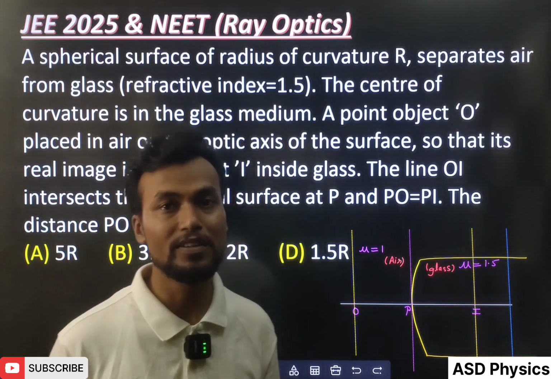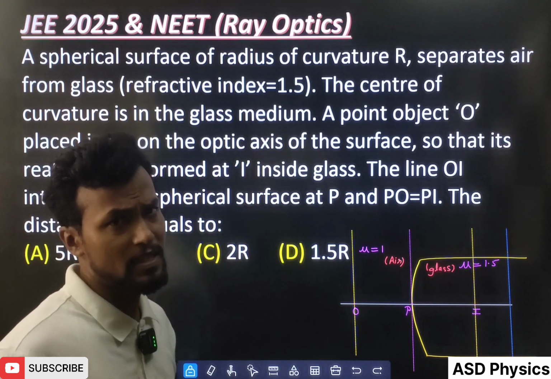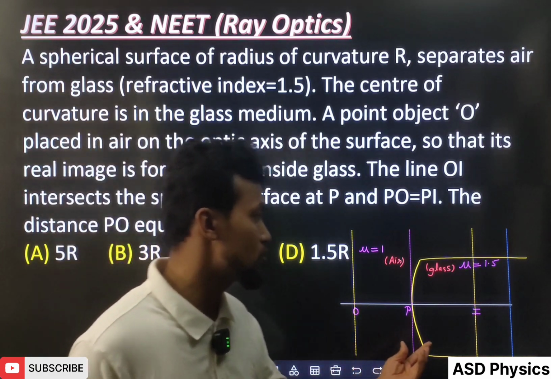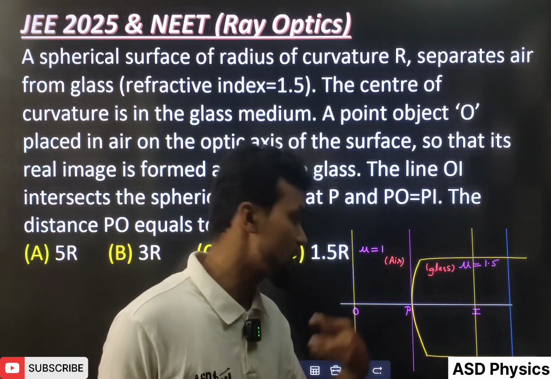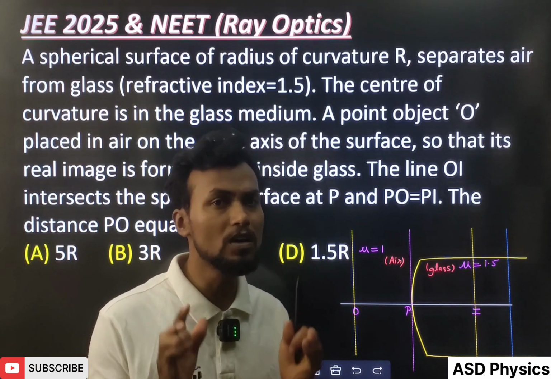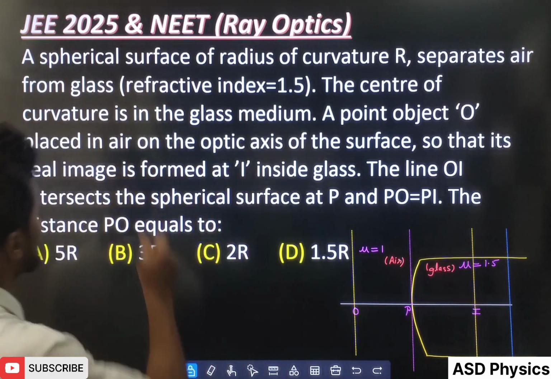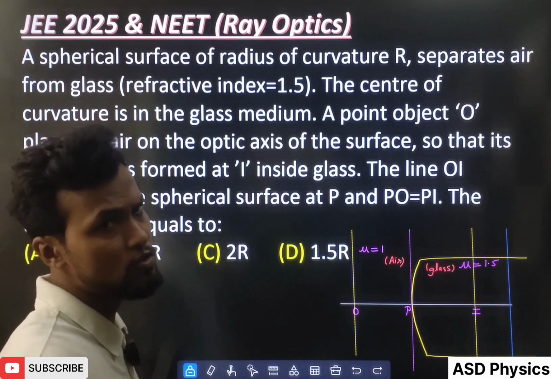So students, in this video we are going to solve a question from the chapter Ray Optics, and here you can see refraction is going to take place at a curved surface. That means we are going to learn the concept of refraction through a curved surface. Let's learn all the basics through the question, which was asked in the JEE 2025 exam.